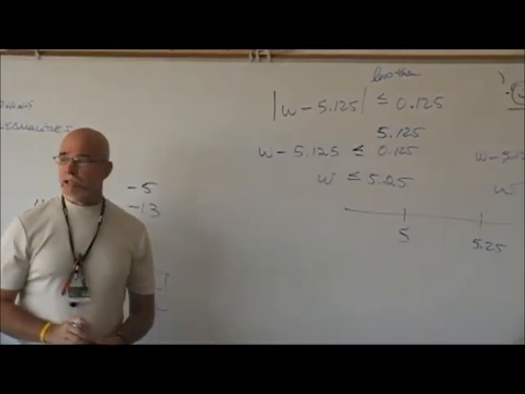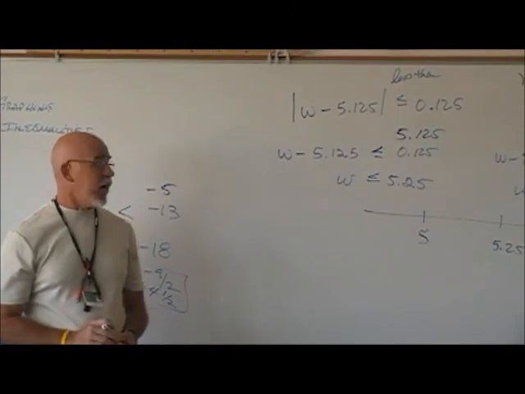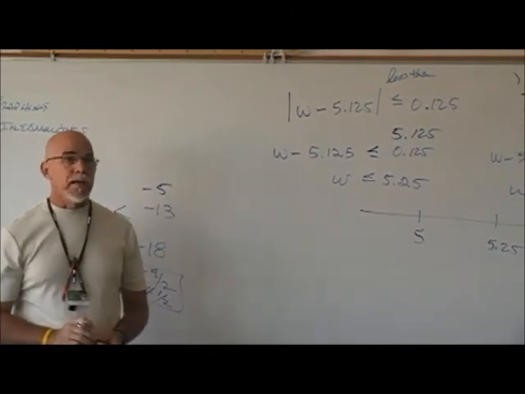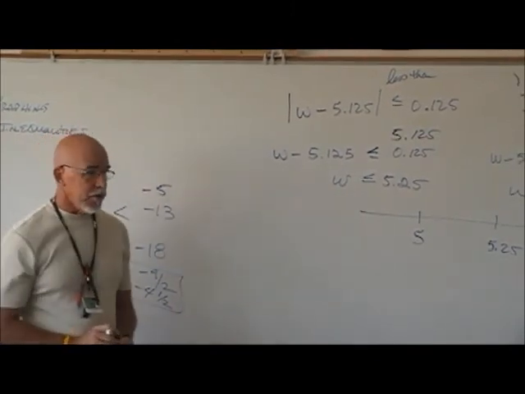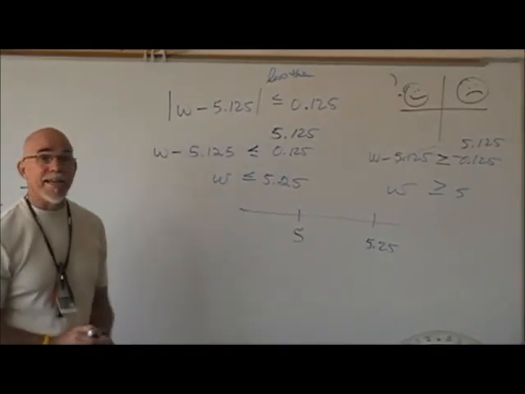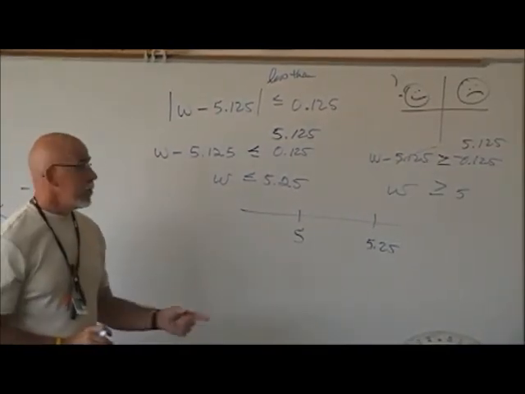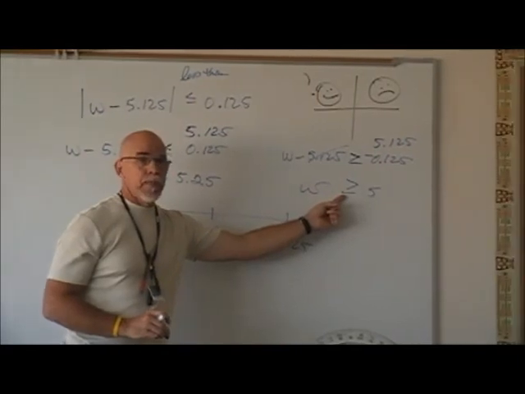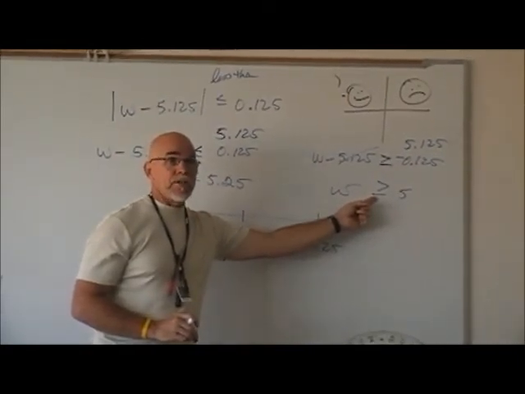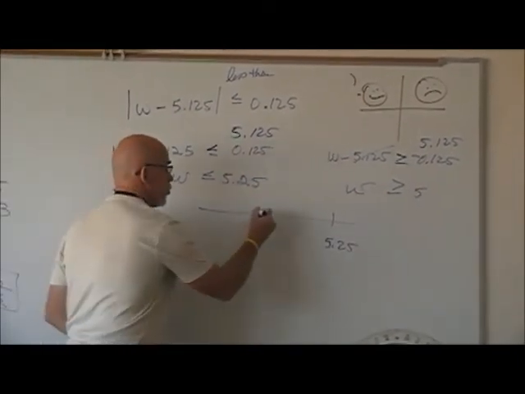And now, brackets or parentheses? At 5, bracket or parentheses? Bracket. Why? Because it's less than or equal to. What direction is it going to open the bracket? To the left. See where this is pointing? To the right. What direction is that pointing? To the right. So where would the bracket open? To the right.